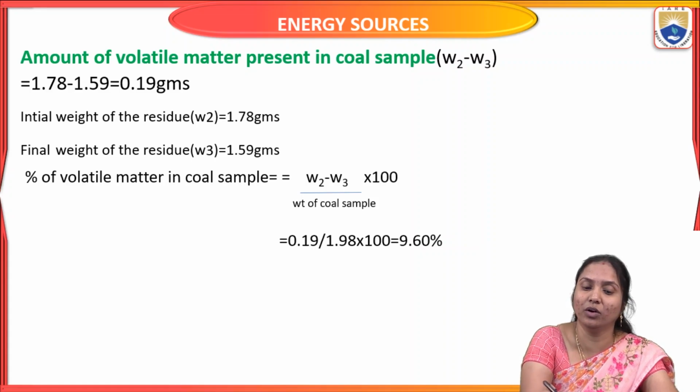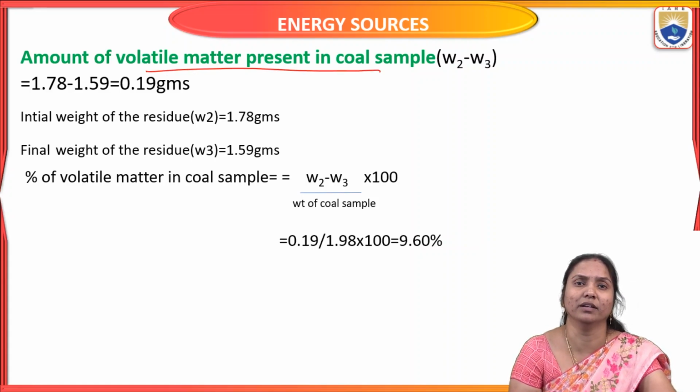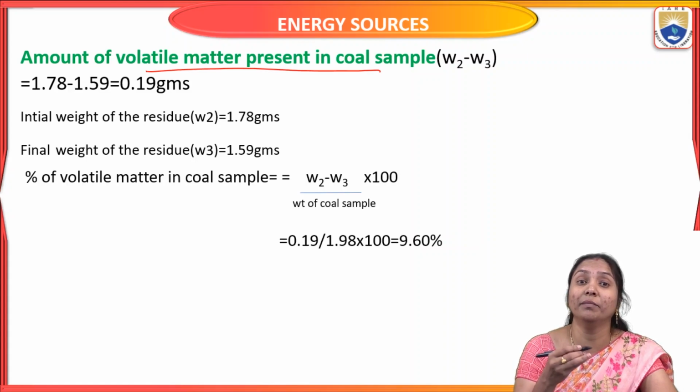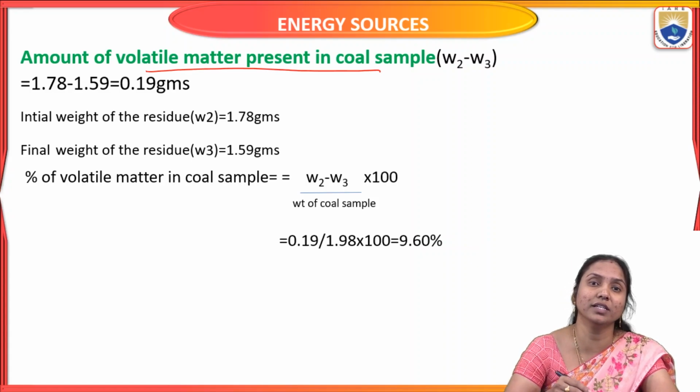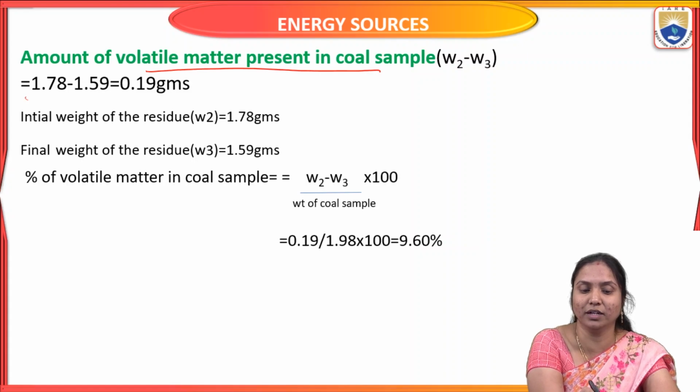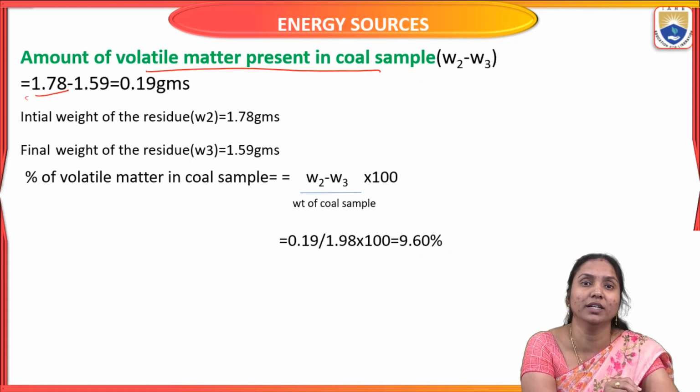Now you can calculate the volatile matter present in the coal sample. Generally, how can we calculate the volatile matter present in a coal sample? After computing the moisture content determination, the remaining coal sample is closed with a lid and heated in a muffle furnace. The weight of the coal sample after computing moisture content is 1.78.